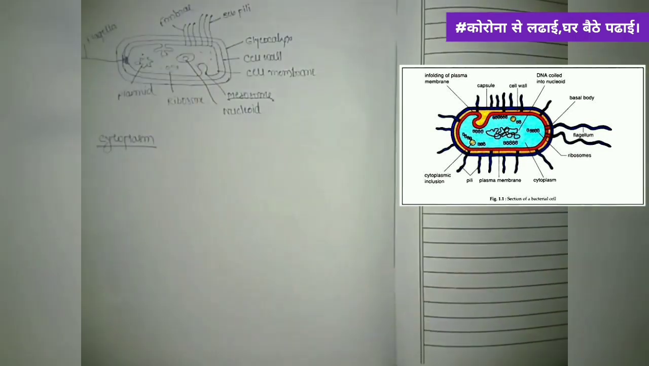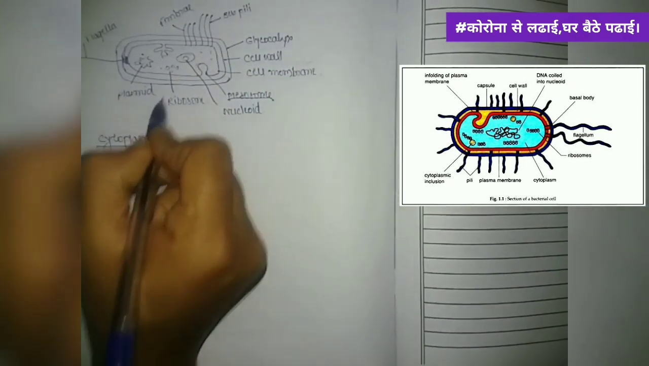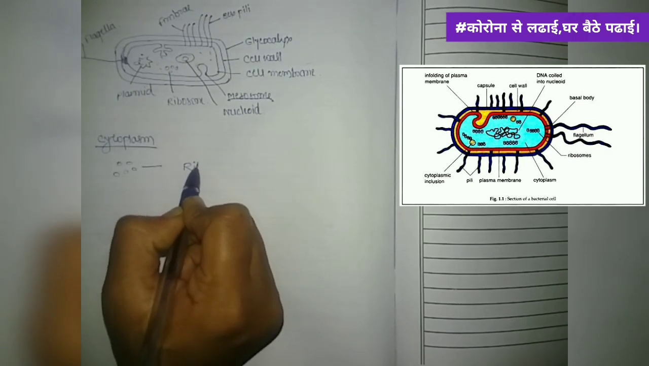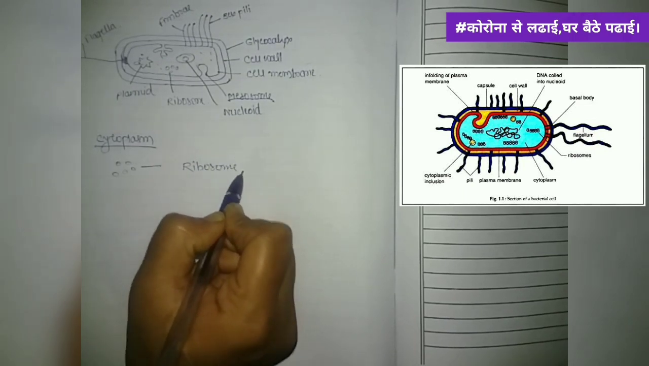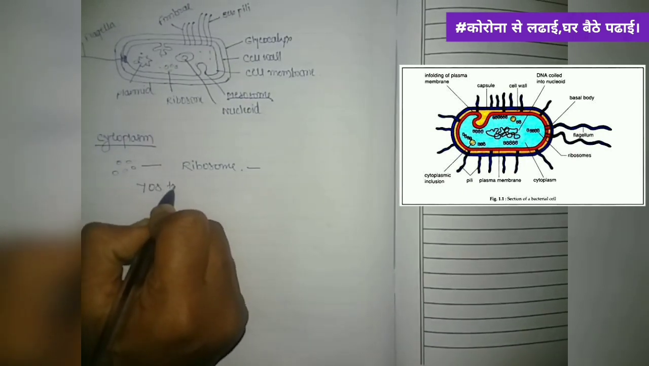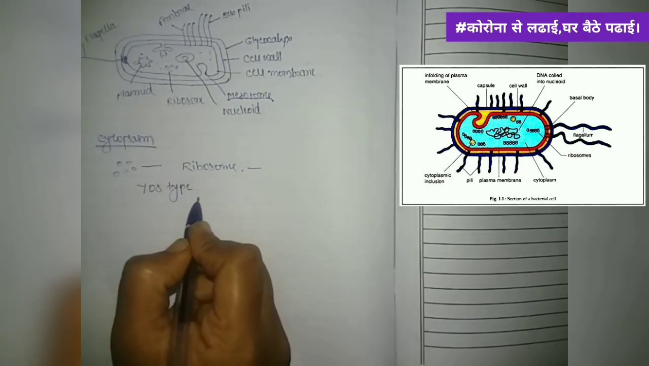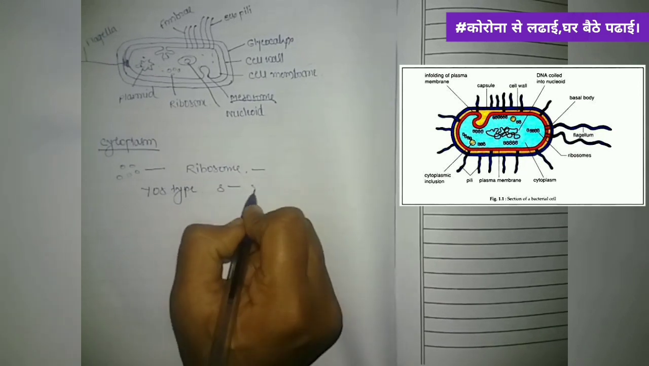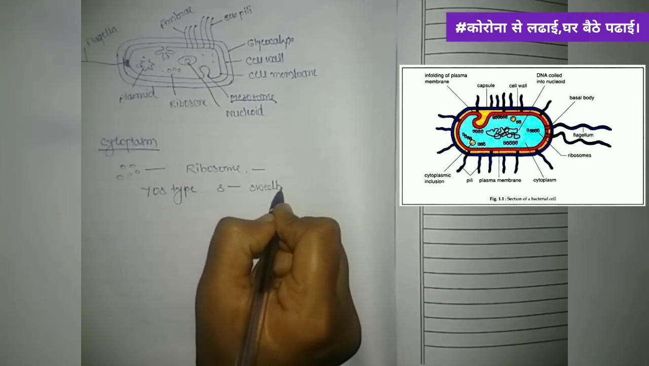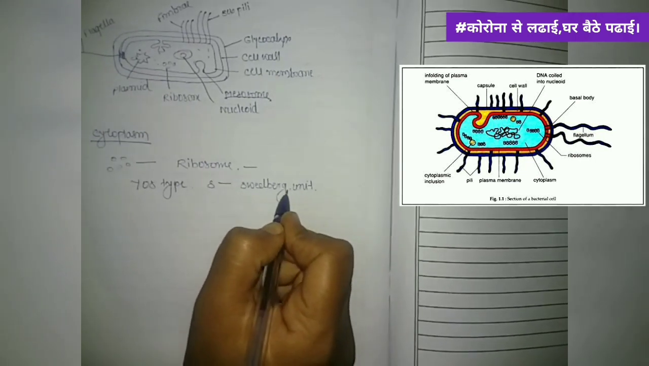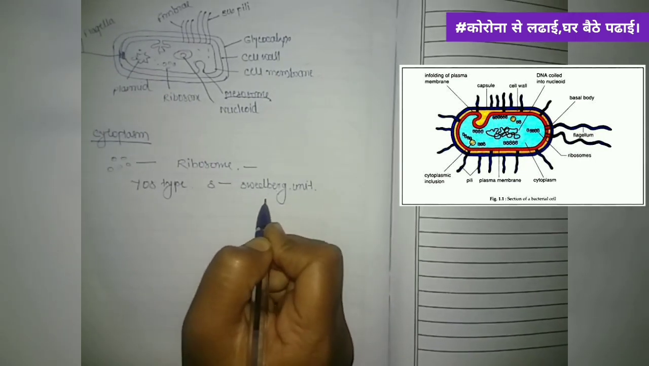Then here these dots represent the ribosome. In prokaryotic cells, a 70S type of ribosome is present. Here the S stands for Svedberg unit, also known as the sedimentation coefficient.